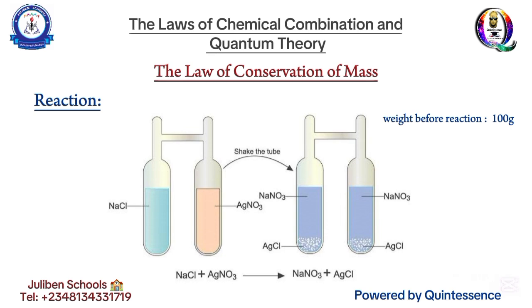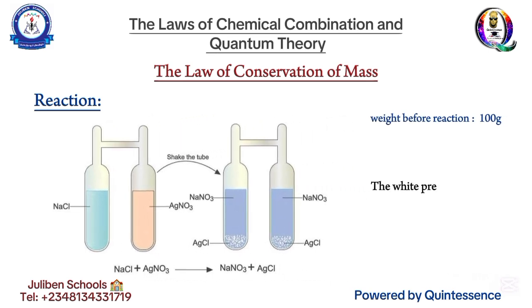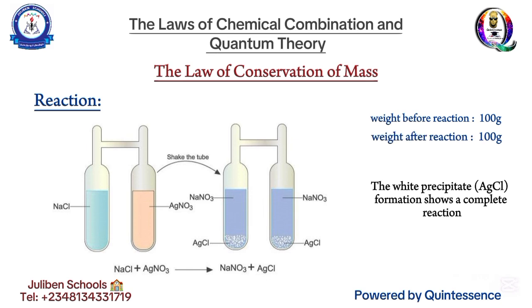When sodium chloride reacts with silver nitrate, a precipitate will be formed. A precipitate of silver chloride, a white precipitate for that matter. That white precipitate formation shows a complete reaction. So the white precipitate being formed determines the completeness of the reaction, and then the weight is taken for the second time. If it gives you exactly 100 grams, that shows that the law is true. And of course, it is true from that experiment.